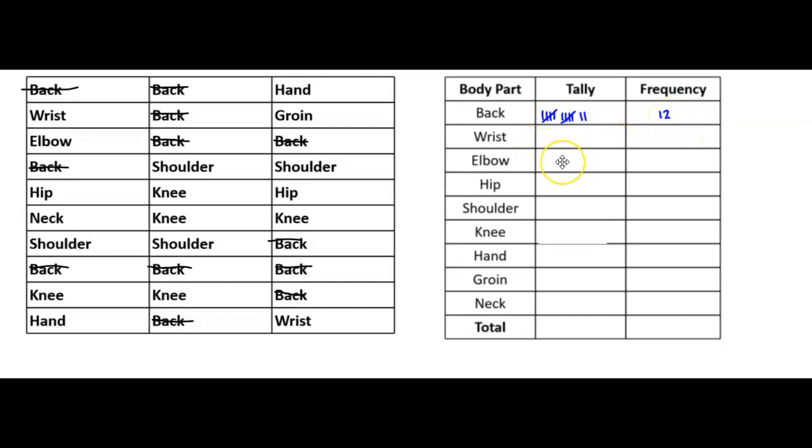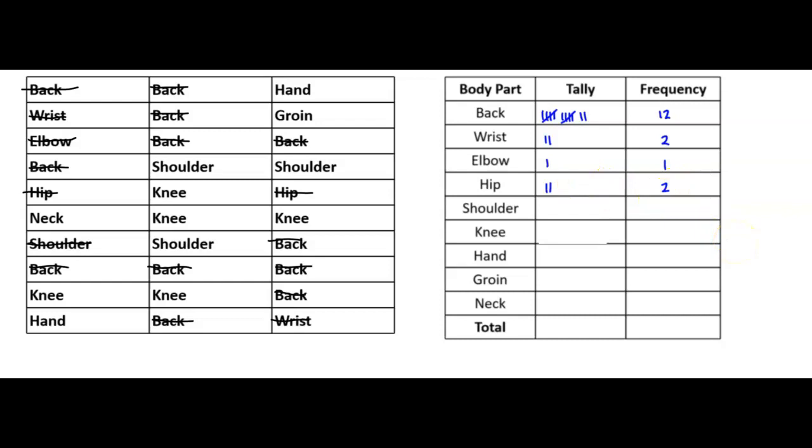Now let's take a look at the wrist. We have 1, 2. So therefore we tally, we have 2, therefore 2 is the frequency. For elbow, we have 1. It looks like we only have 1. Therefore the frequency is 1. For hip, we have 1, and then 2. So therefore the frequency is 2.